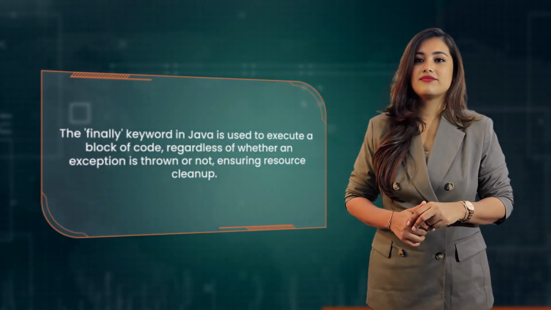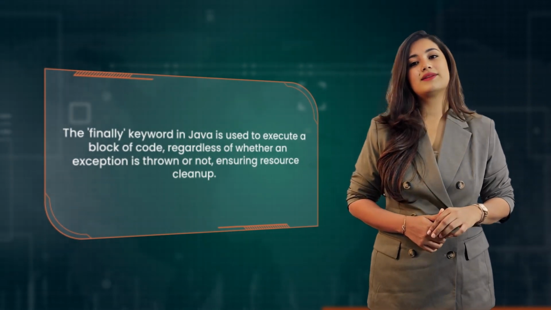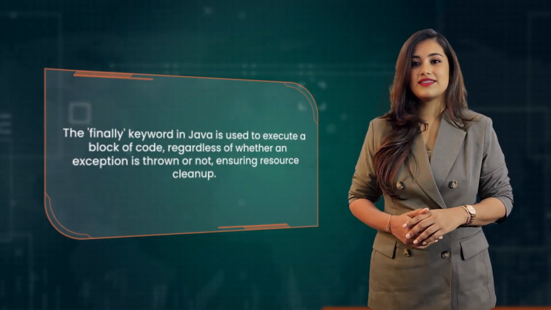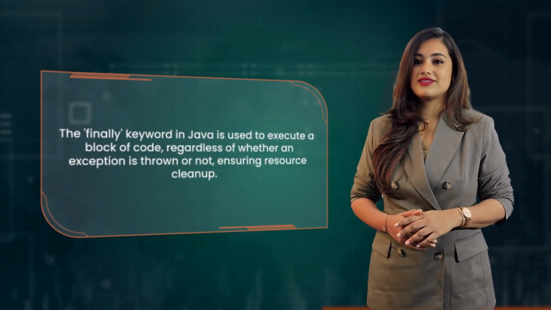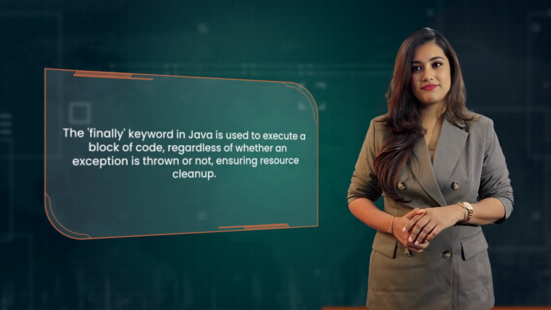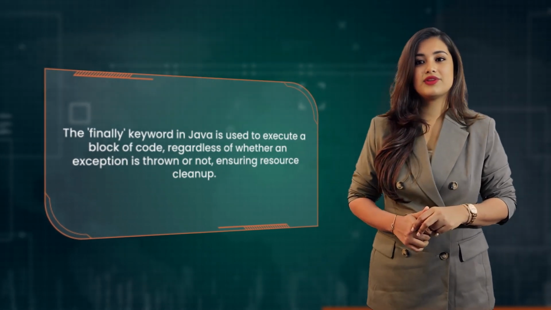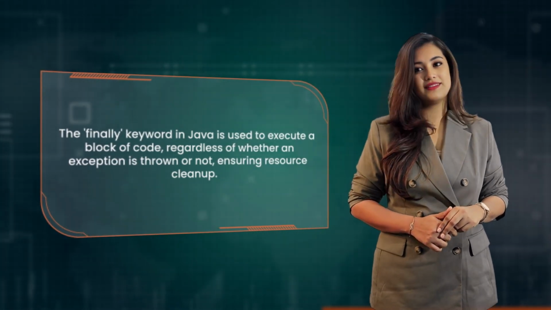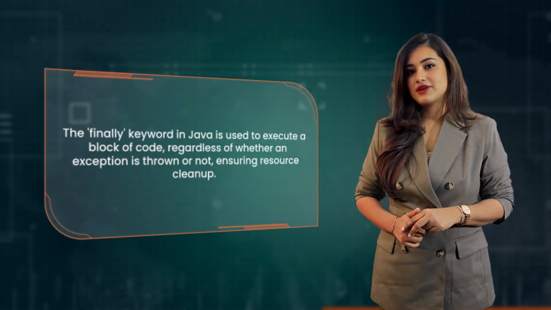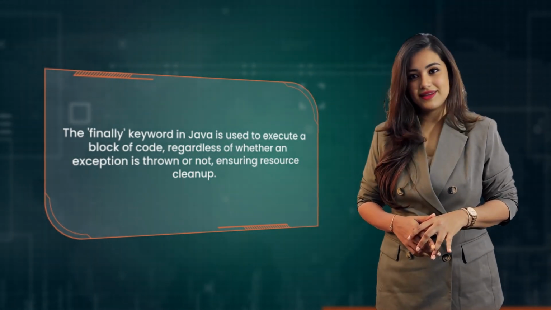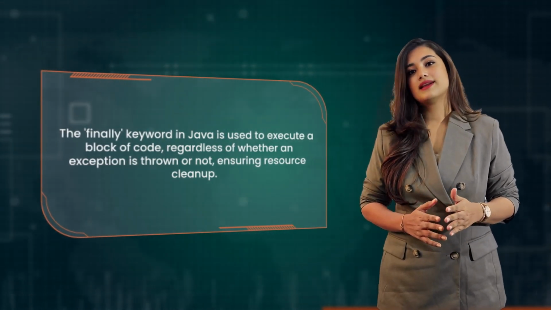Some of the key points of the finally block are: 1. The finally block is executed regardless of how the try block exits, whether normally, through a return statement, or due to an exception. 2. Cleanup operations. It's commonly used for resource management, ensuring that resources are freed up, such as closing files, sockets, or database connections. 3. Optional. A finally block can exist.